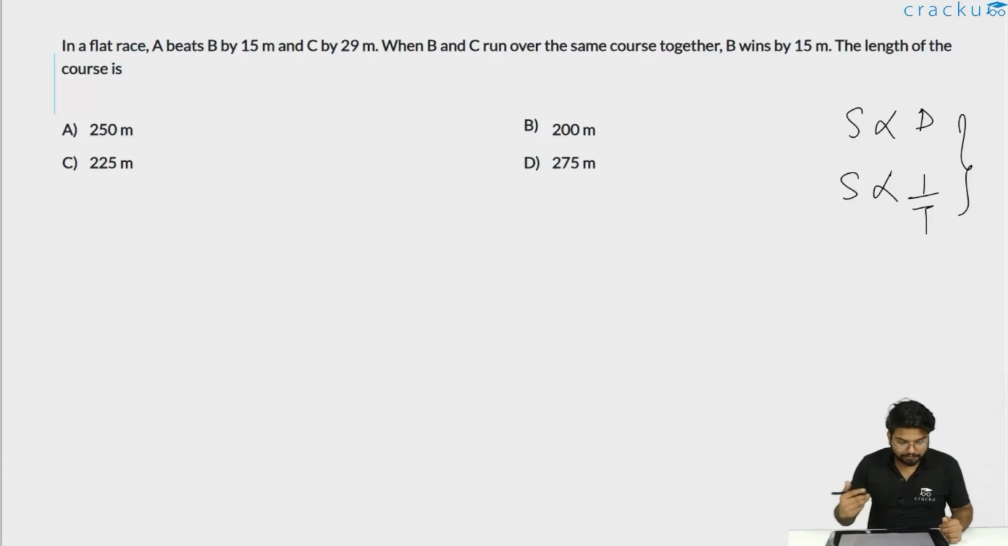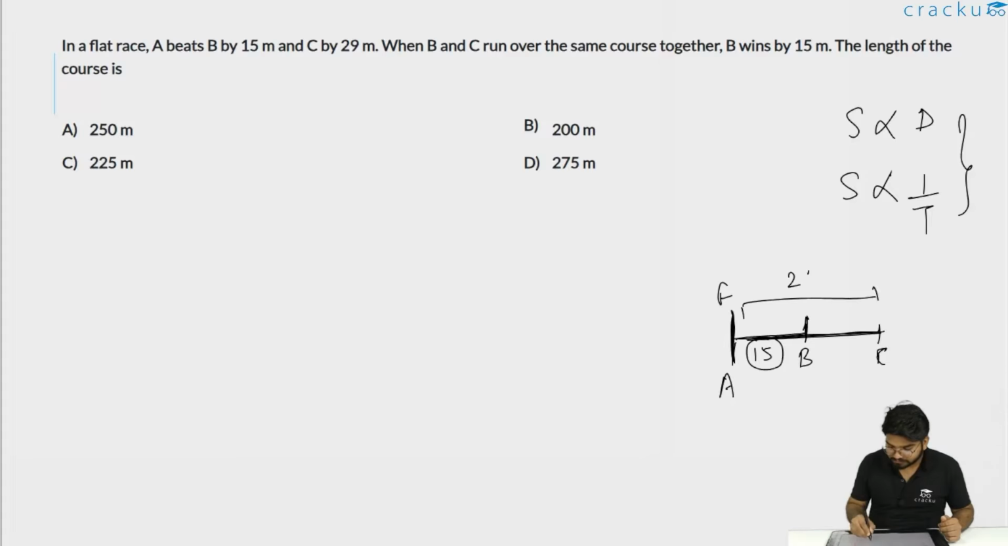It says that in a flat race, A beats B by 15 meter and C by 29 meter. It means that when A covers the distance, B is still 15 meter behind and C is also 29 meter behind the finishing line. Basically, when A is here, B is somewhere here, which is 15 meter from the finishing line, and C is 29 meter behind this finishing line. Let's say we are not given the length of the race. Let's say length of the race is x.